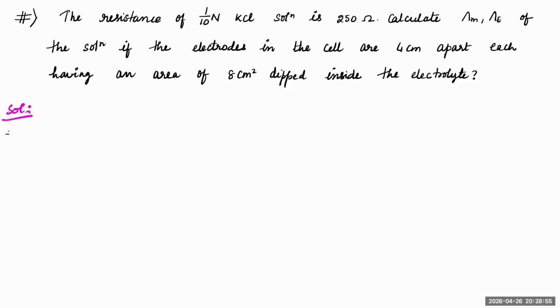Okay. So first you need to figure out the resistance. I mean, write the formula for resistance. So that is equal to rho into L by A, correct? And if I write that in terms of kappa, which is 1 by rho, kappa is equal to L by A into 1 by R, correct? L is the length, which is 4. A is the area, which is 8. Resistance is 1 by 250. So that is equal to 1 by 500 ohm inverse centimeter inverse.